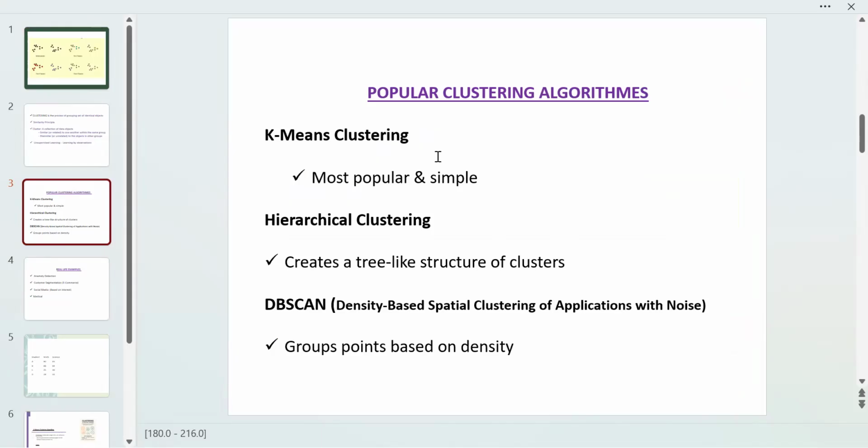And in hierarchical clustering, we follow tree-like structures basically. And DBSCAN denotes density-based spatial clustering of applications with noise. So these clusters are formed based on density.